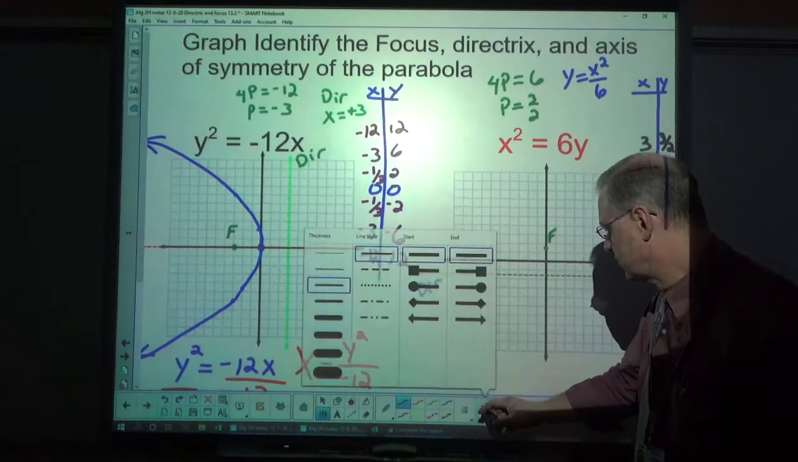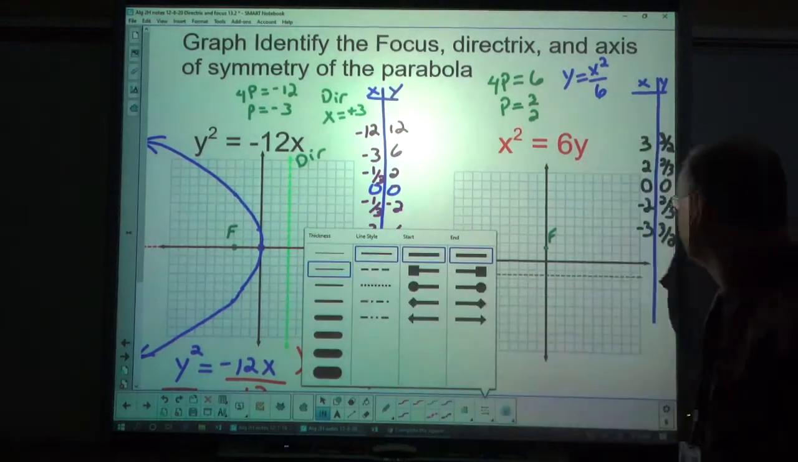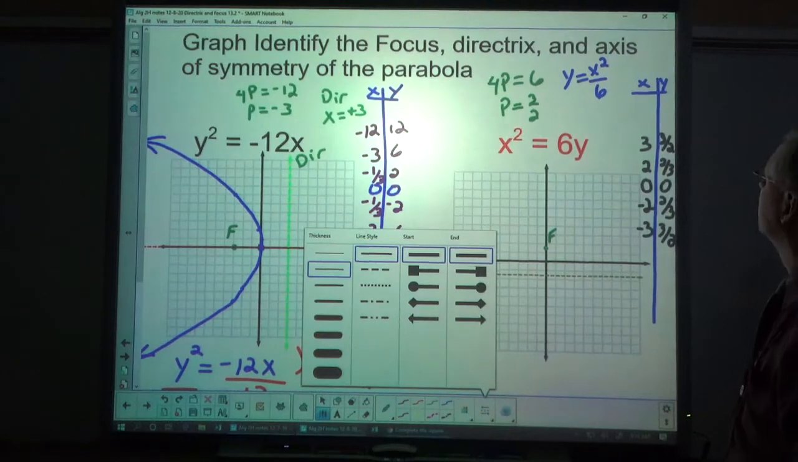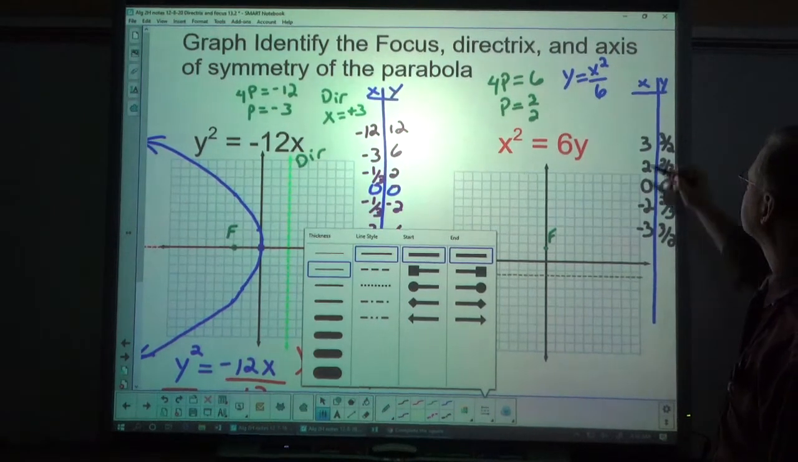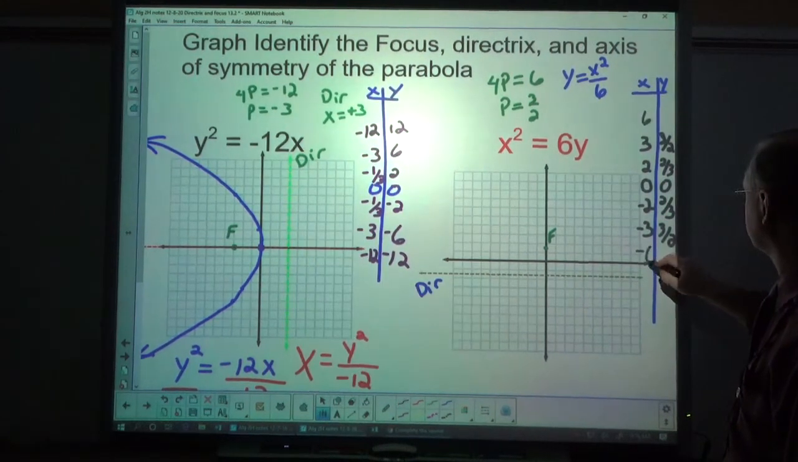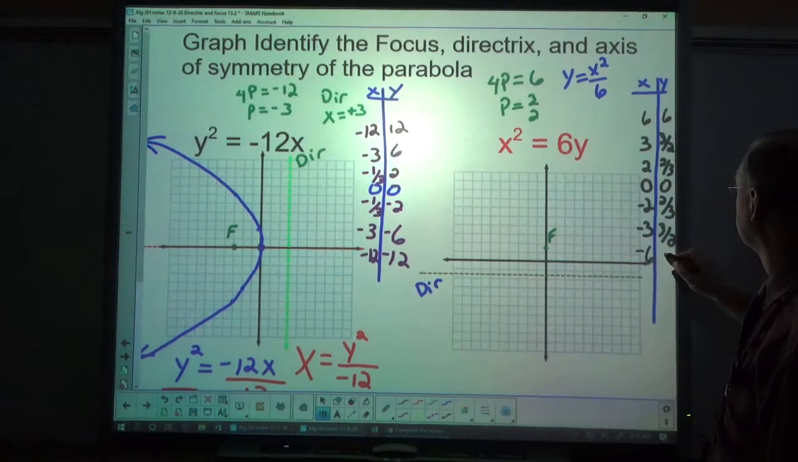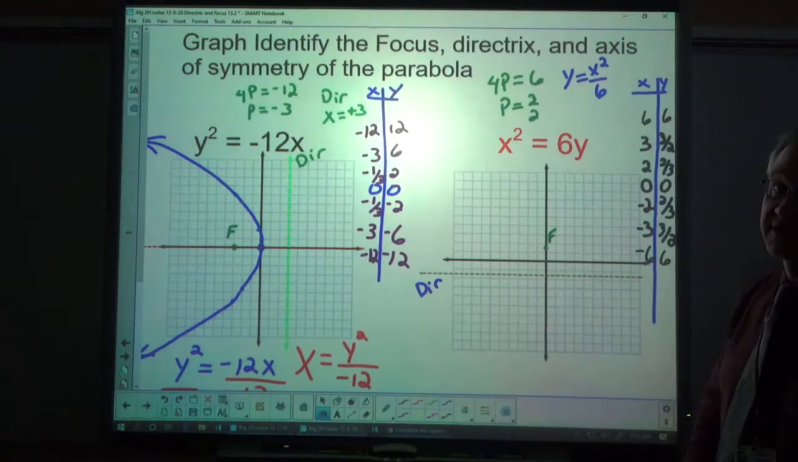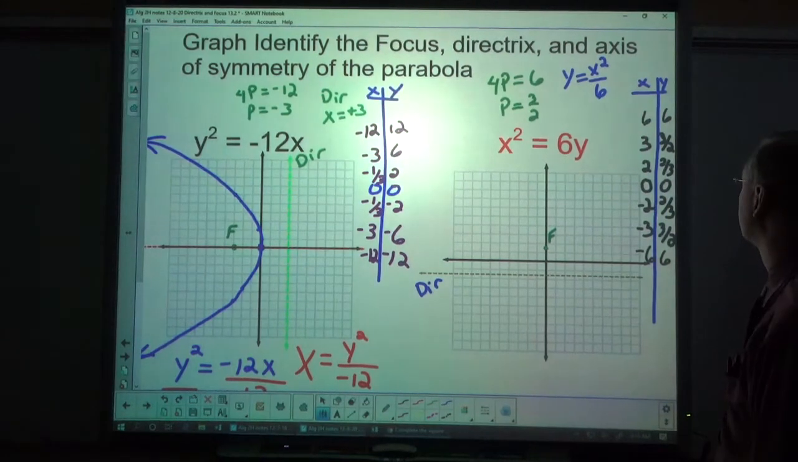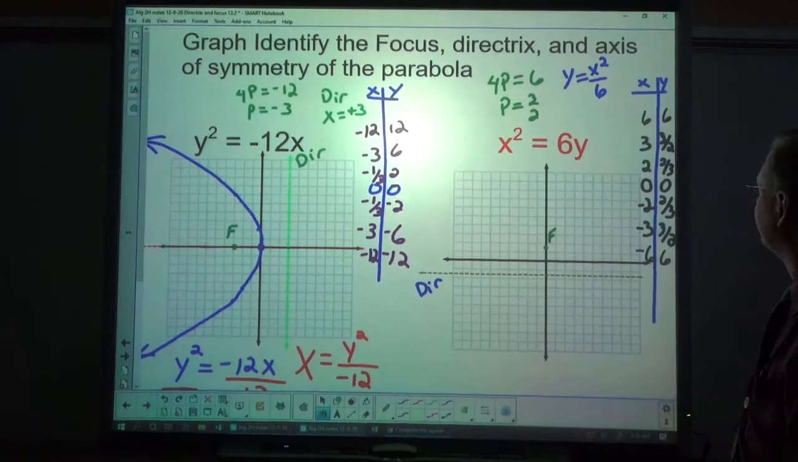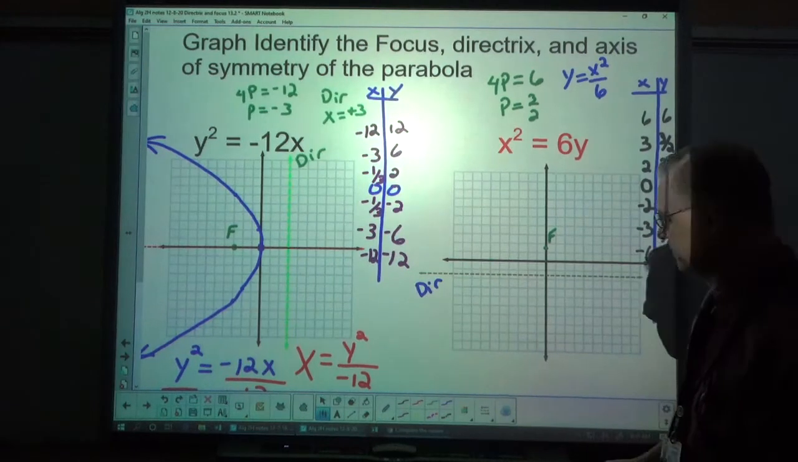I should really change this to smaller writing. All right. How about 6 and -6? That's going to give me 6, because 6 squared is 36, divided by 6 will be 6. And that's enough for me to plot these points.